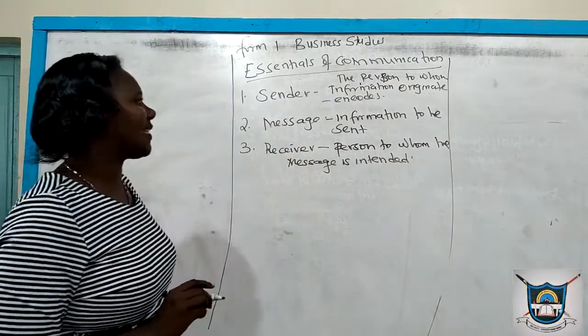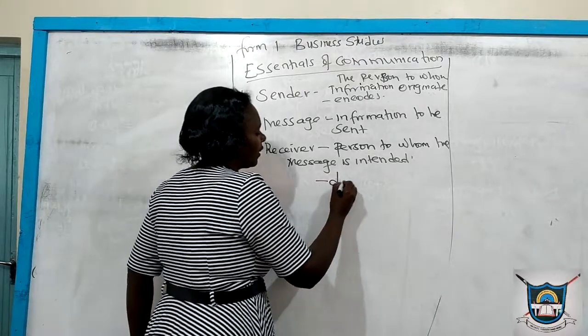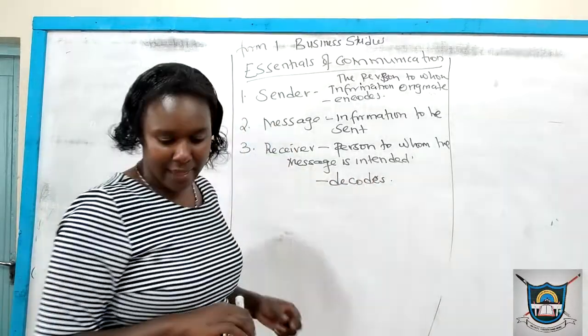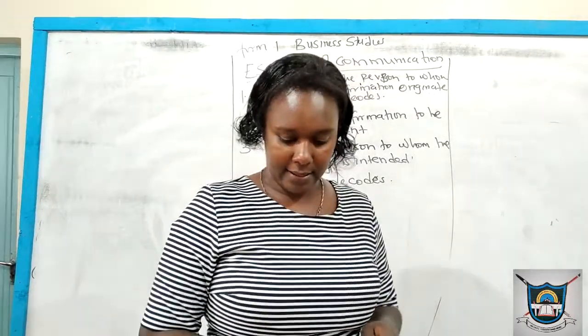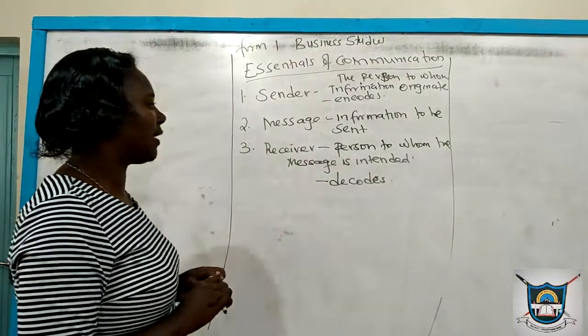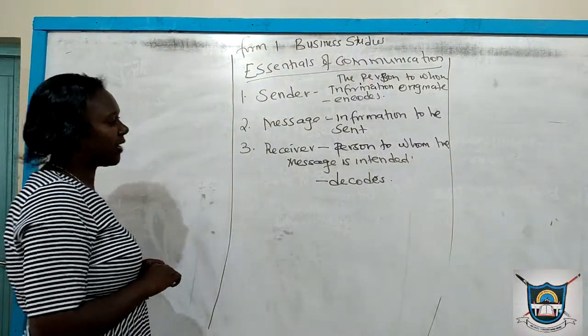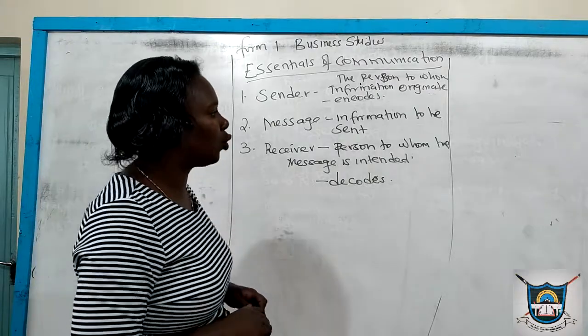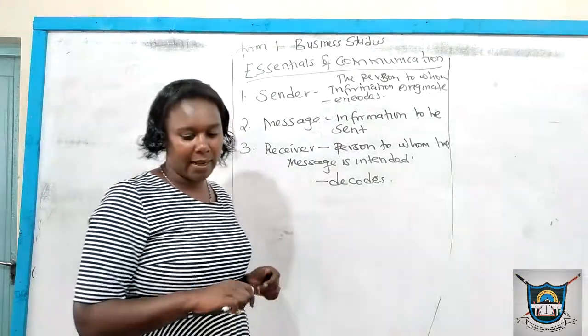Now, this person is expected to decode the message. Decoding means interpreting the message or translating the message so that he derives the meaning. So the receiver is expected to derive the meaning of the message, to interpret it so that he can be able to give a feedback.